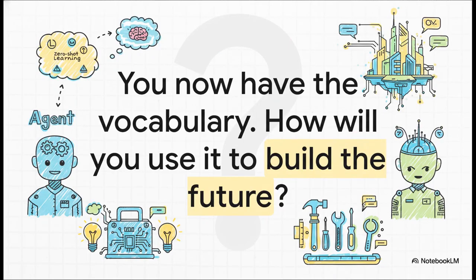So there you have it, from agent all the way to zero-shot learning. We've gone from the basic architecture to the deepest technical mechanics. What you have now isn't just a list of words, it's a toolkit. The language of AI is the language of innovation today. You now have the vocabulary. So the only question left is, how are you going to use it to build the future?